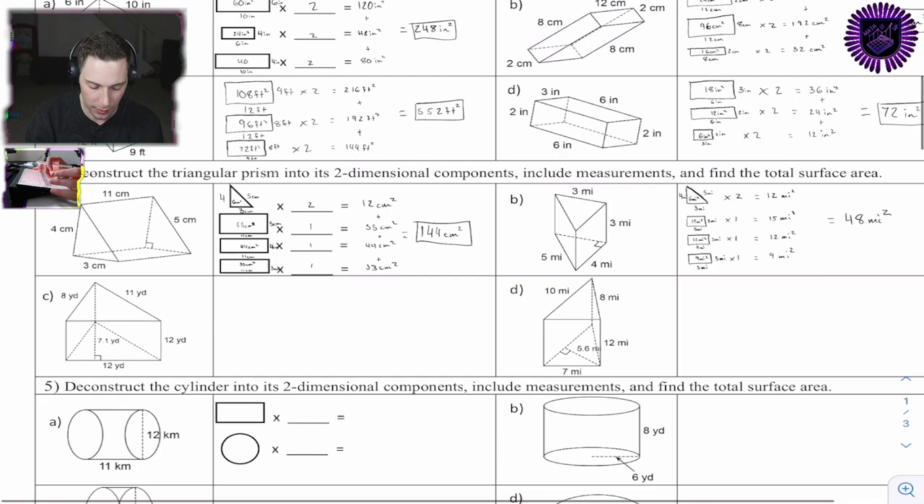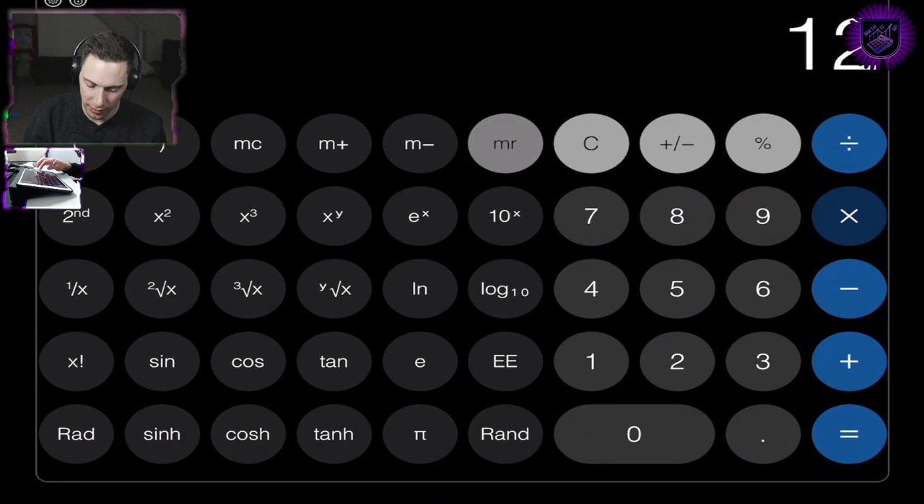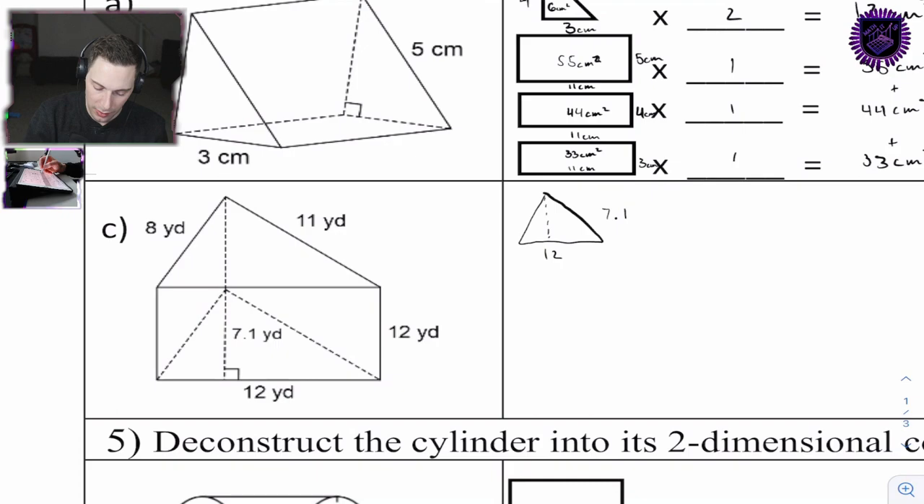On to the next one, 4C. Now we have a slightly different triangle, and it's going to have a base of 12 and a height of 7.1. I'm going to do that on my calculator. 12 times 7.1 is 85.2, divided by 2 equals 42.6. So the area is 42.6, and that's going to be two of those. 42.6 yards squared times 2.